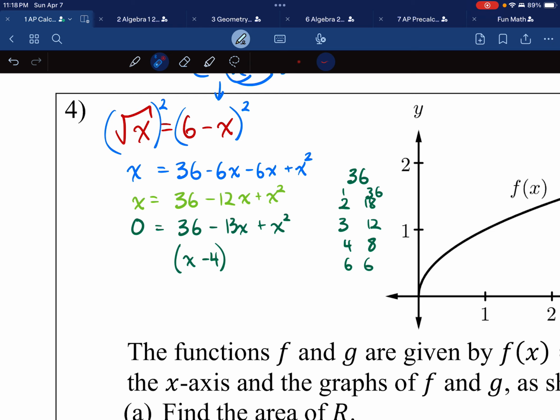if I go to Wolfram Alpha, and I type in this equation, am I just being silly? X squared minus 13x plus 36. What does it give me? Oh my God.